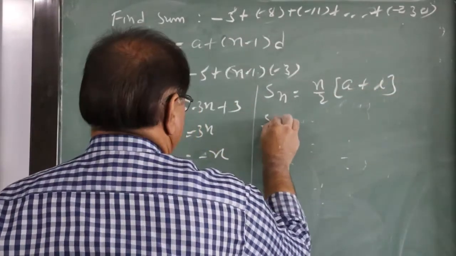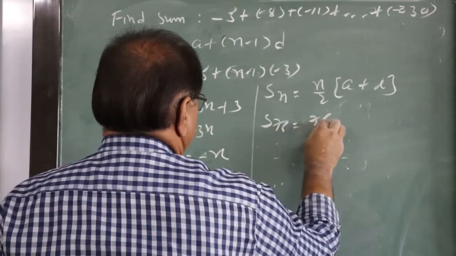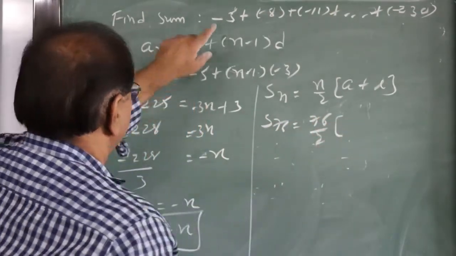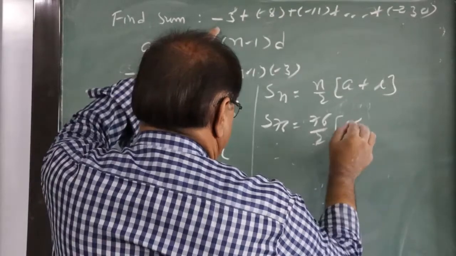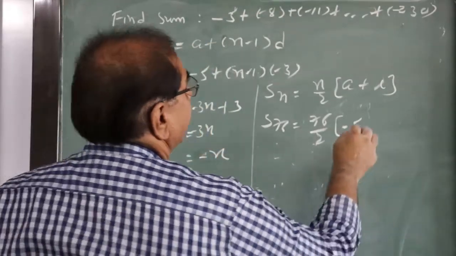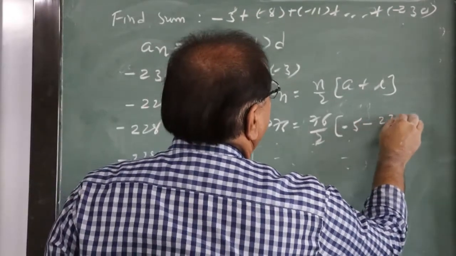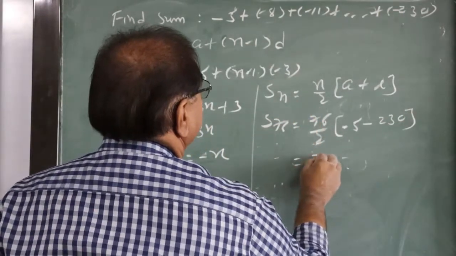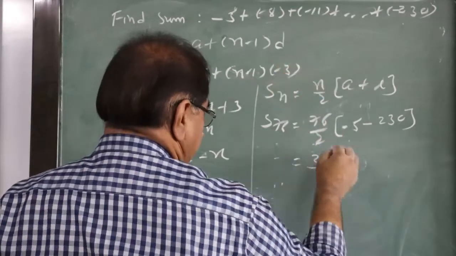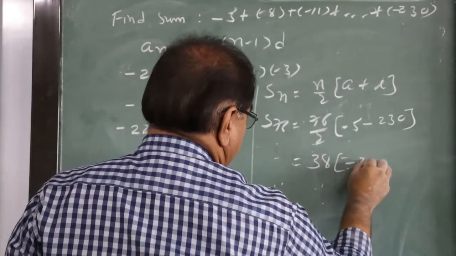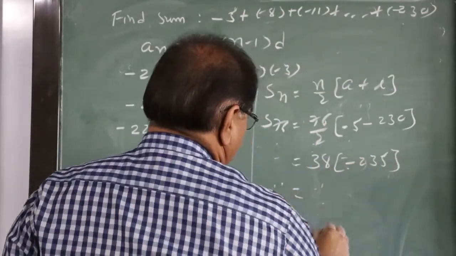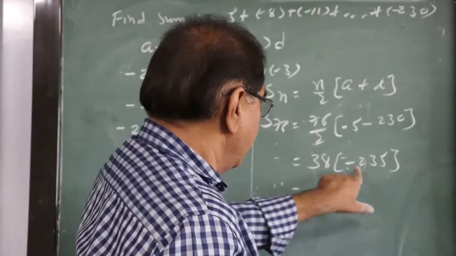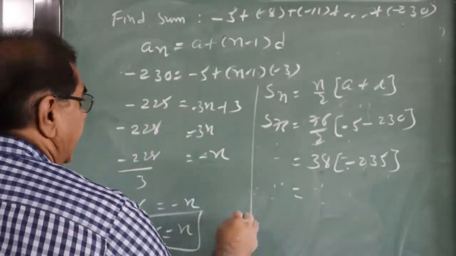So, S76 is 76 upon 2. First term is minus 5, last term is minus 230. So, divide by 2, it is 3 2s are 6, 8 2s are 16, and it is minus 235. So, simply you have to multiply 235 and 38 and get the answer.